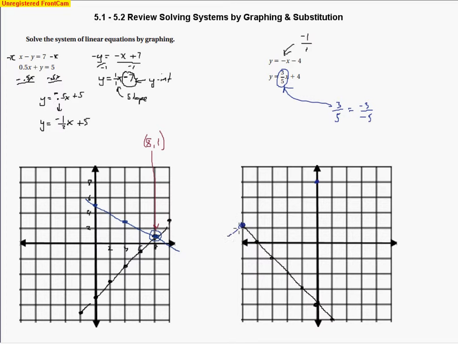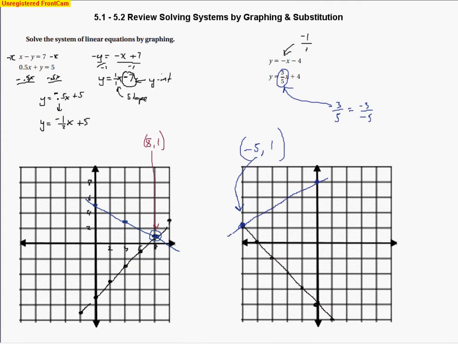So that's why I can go down 3 and then 5 to the left, and that's the point where the two lines cross. So that's the point they have in common. This point is 5 spaces left, so negative 5, comma positive 1 in this case here. So that's what that point is. So that's graphing systems. We're looking for where the two lines cross.